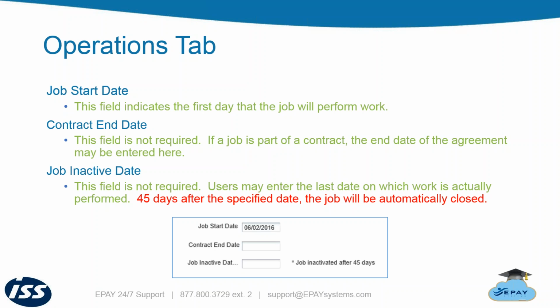Also, if you know the day that you will complete the last day of work for this customer, you can enter that in the job inactive date field. Please keep in mind that whatever date you have entered, the job will be deactivated 45 days after that listed date. You can also come back after a job is created, a year or two later, if you know that this job will be lost, the account will be lost soon, and enter the appropriate date here, and the job will automatically inactivate later on, so that you don't have to worry about requesting that be done after it's too late.